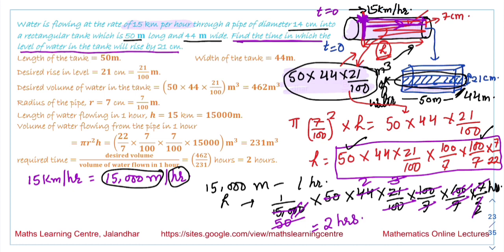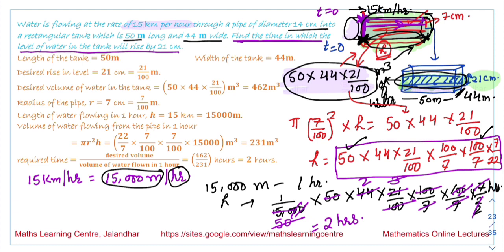It means it will take 2 hours for the particle which is at this point at the time t is equal to 0 to reach the end point over here, and this much volume of water, this region we are talking about, this volume of water, will raise the height of the water in the tank by 21 centimeters.